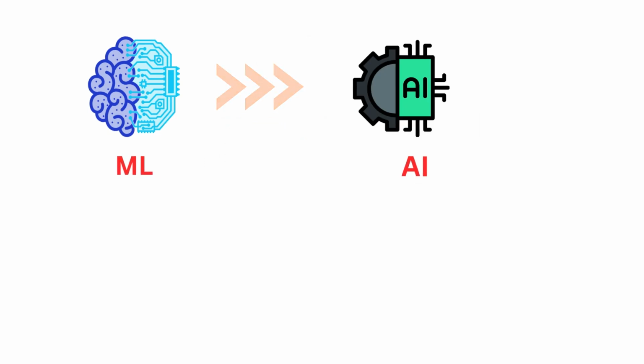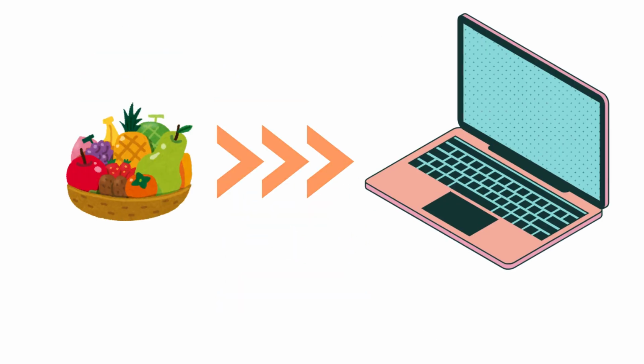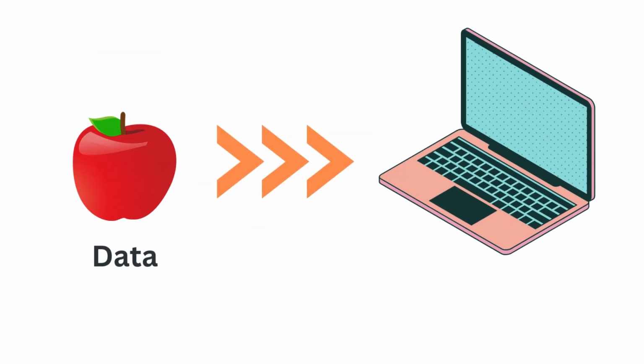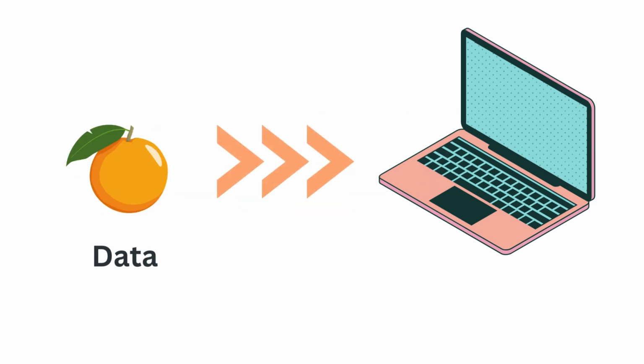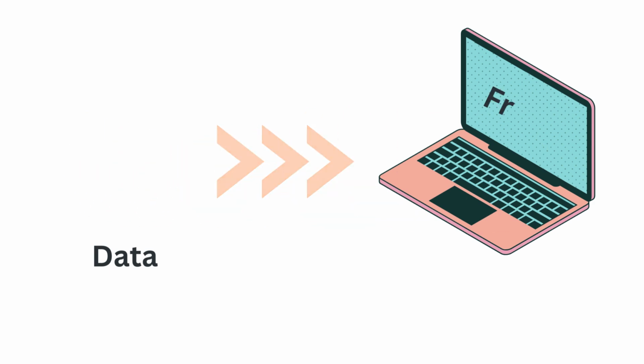Machine learning is a branch of artificial intelligence, AI, that enables computers to learn from data and make decisions without being explicitly programmed. Instead of telling a computer exactly what to do, step by step, we give it lots of examples and it learns patterns to make predictions or decisions.